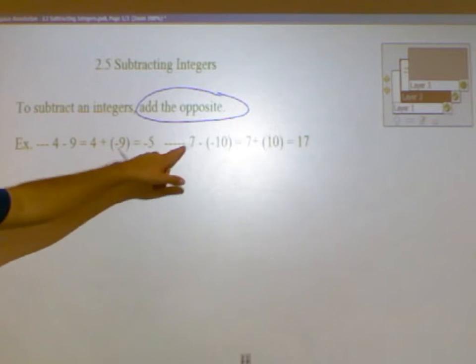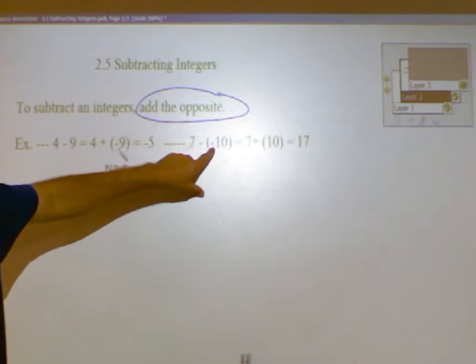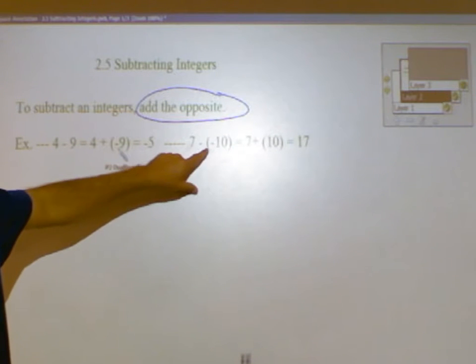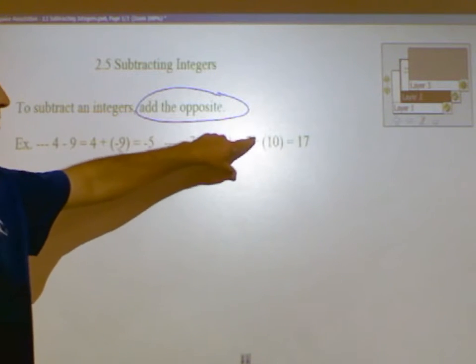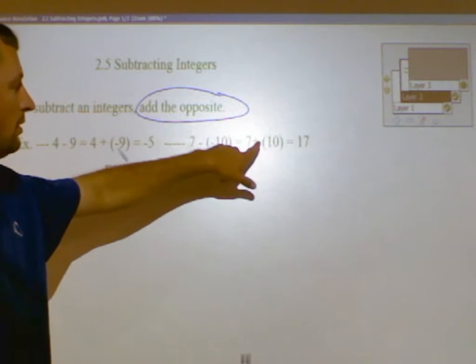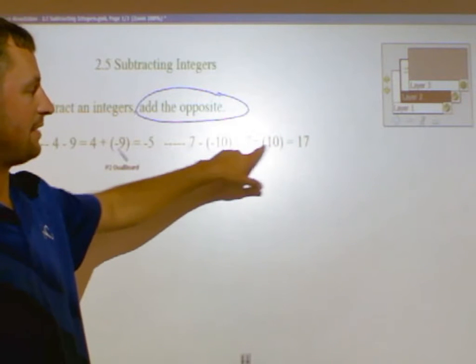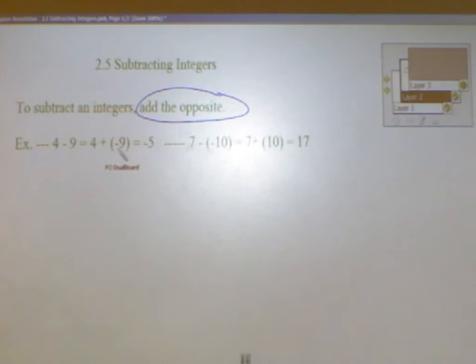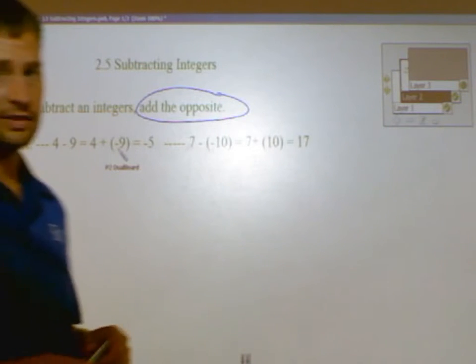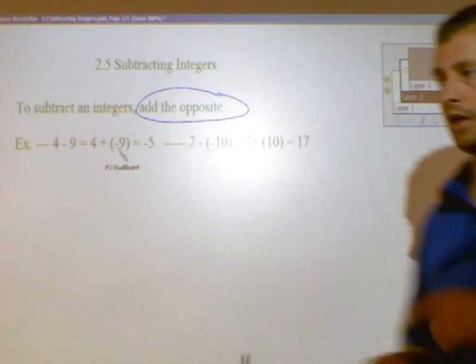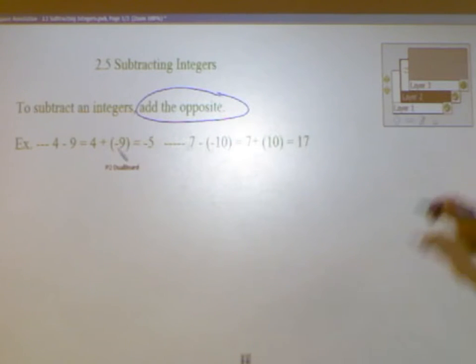Another example, I have 7 minus negative 10. I'm going to add the opposite. So instead of 7 minus negative 10, I have 7 plus positive 10. Well, 7 plus 10, same sign, both positive. I know it's positive. 7 and 10 is 17. Pretty simple. We did this last year.